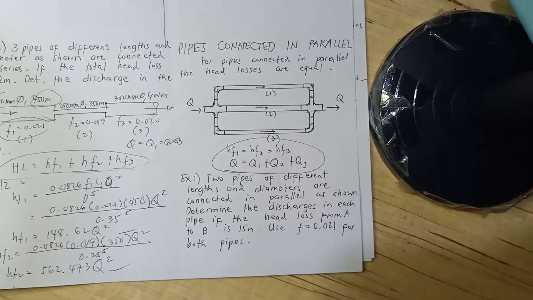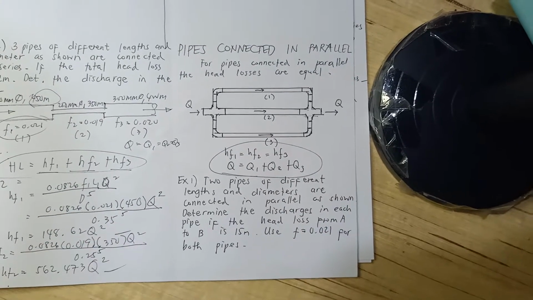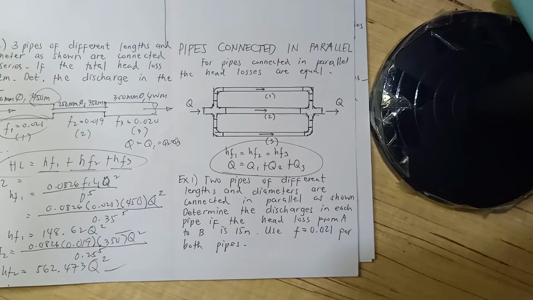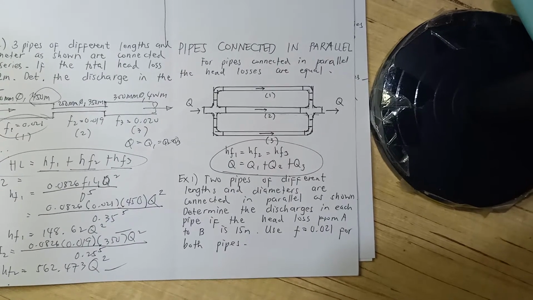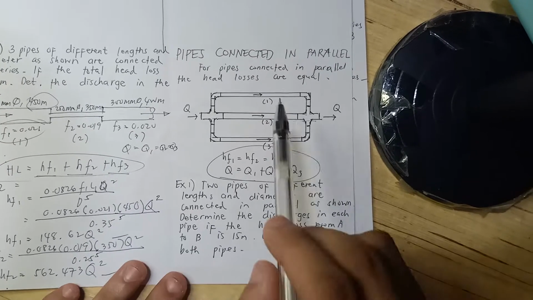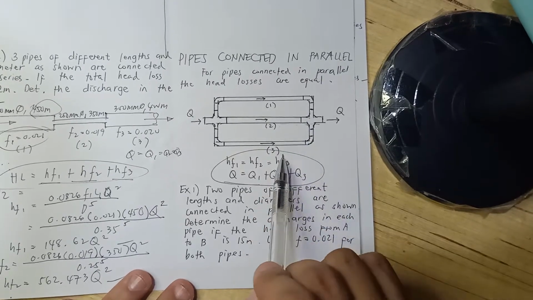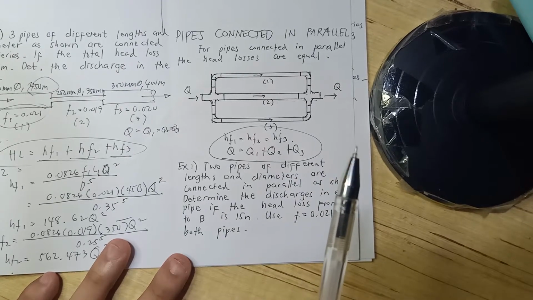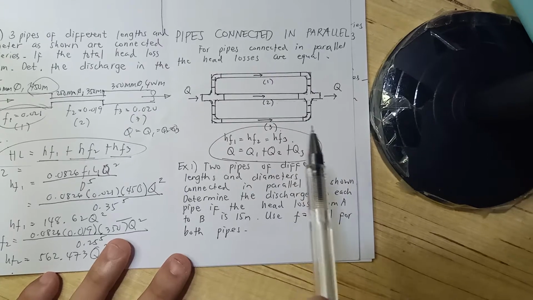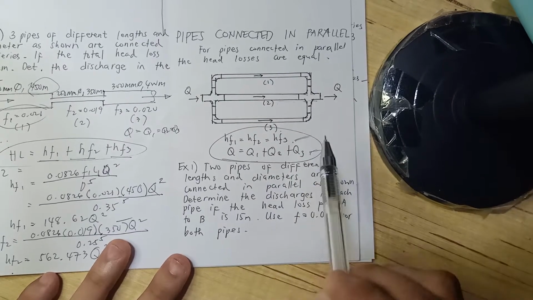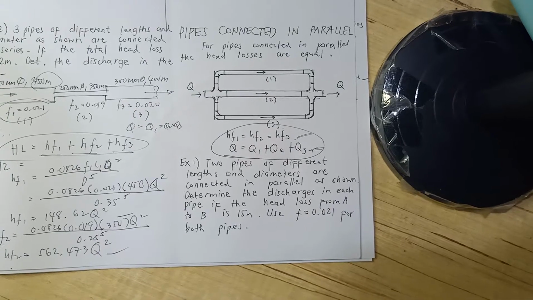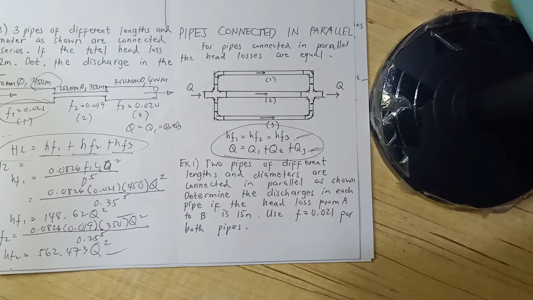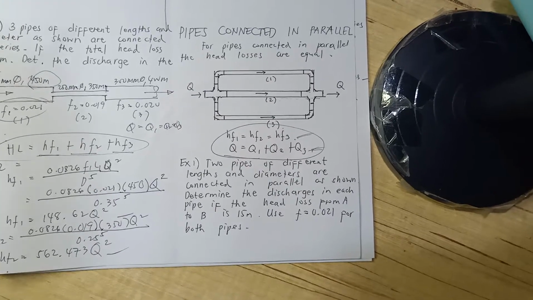So proceed to pipes connected in parallel. For pipes connected in parallel, the head losses are equal. So always remember, if parallel, the head losses are equal. So in pipe 1, pipe 2, pipe 3, the head losses are equal, but remember that the discharges are not equal. So always remember this too, so that you will understand and be able to use the formula. So the best way is to give you an example or examples.